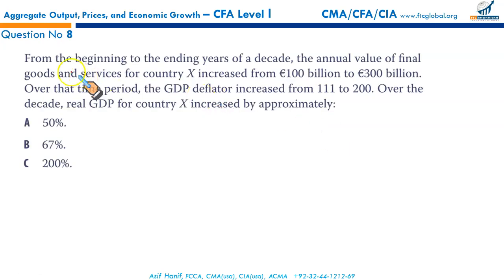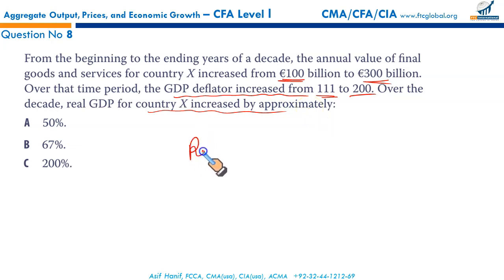From the beginning to the ending years of a decade, the annual value of final goods and services for country X increased from 100 billion euros to 300 billion euros over a period of 10 years. The GDP deflator increased from 111 to 200. Over the decade, the real GDP for country X increased by approximately, I'm sure you would know the formula.